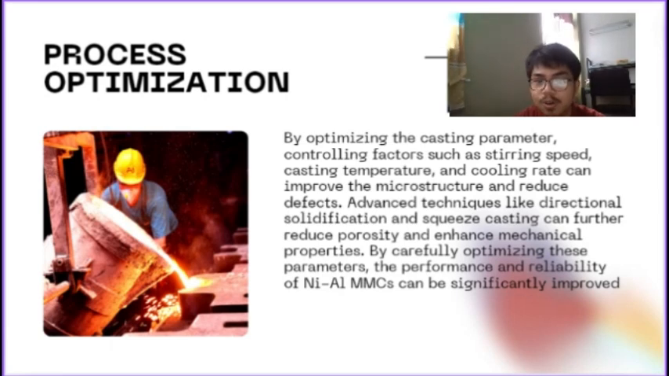Next is the process optimization. By optimizing the casting parameters, controlling factors such as stirring speed, casting temperature, and cooling rate can improve the microstructure and reduce defects, and thus make the material stronger and far more durable. Advanced techniques like directional solidification and squeeze casting can further reduce porosity and enhance mechanical properties. By carefully optimizing these parameters, the performance and reliability of nickel aluminum can be significantly improved.